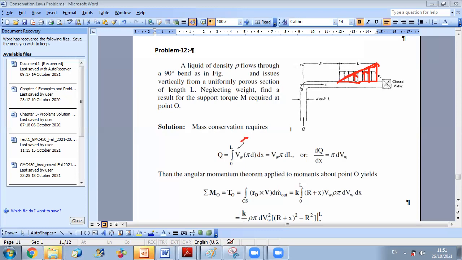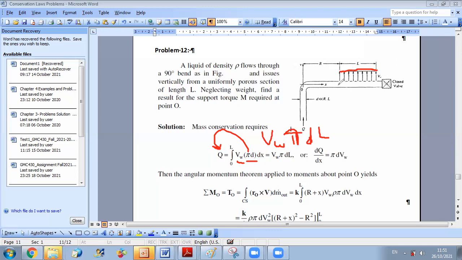If I give you v constant, you will see that there is no need for integration, because all parameters here will be constant, since you have v constant and pi d constant. You can take them outside of the integral, and then your total flow rate will be vw times pi d times the total length L. So here you could have done this without integration because v is uniform. But if v is a function of x, all you have to do is perform the integral procedure.